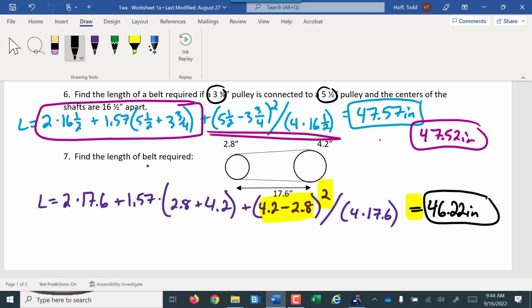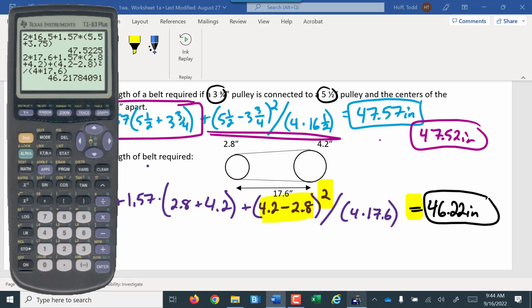Again, let's just double check. Let's see if that's a big enough difference in diameter to make any real difference here. So 2 times 17.6 plus 1.57 times 2.8 plus 4.2. 46.19. So again, that's actually less than a 32nd of an inch difference.